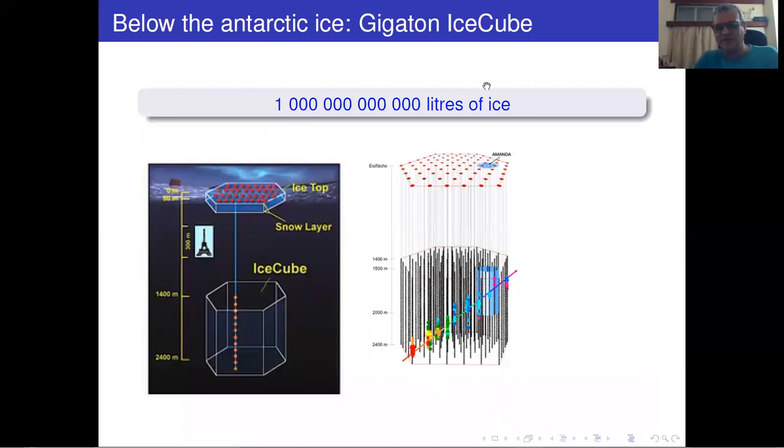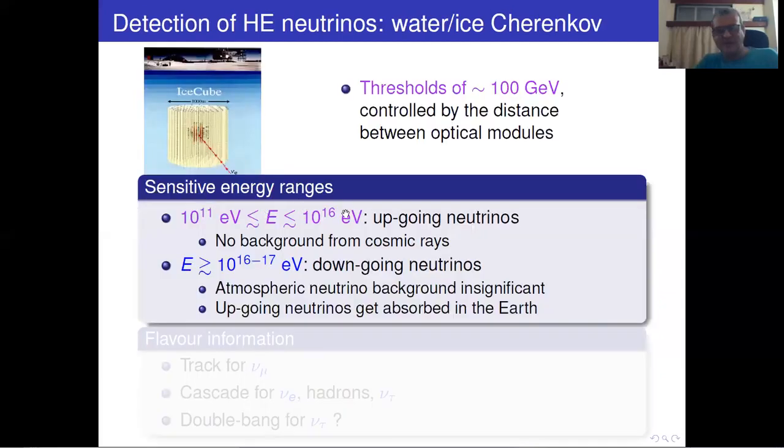So what energy does IceCube see? For upgoing neutrinos, it can see from 100 GeV, that's 10^11 electron volts, all the way to 10^16 electron volts. Now, why did I separate upgoing neutrinos? The reason is that cosmic rays, which are downgoing, will not be available because cosmic rays will be absorbed by the Earth. For downgoing neutrinos, you get lots of cosmic ray showers coming, and it's very hard to distinguish neutrinos from cosmic rays. But for upgoing neutrinos, cosmic rays are not a background, and therefore you can see all the upgoing neutrinos all the way from 100 GeV till about 10^16 eV.